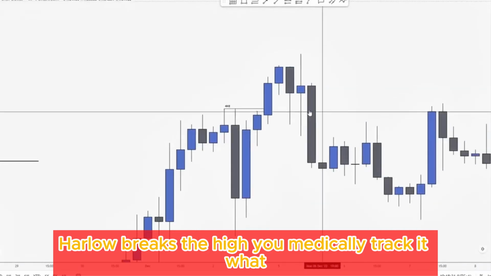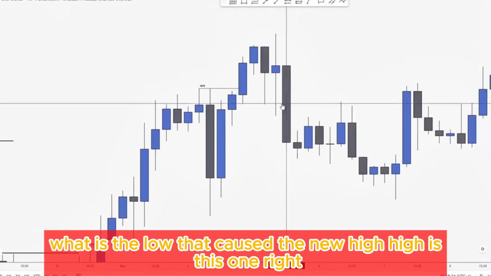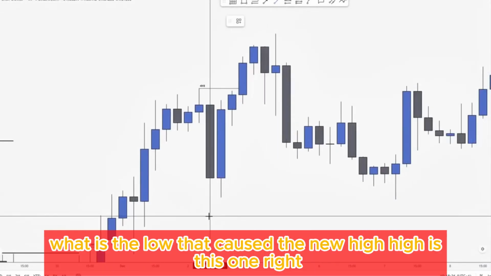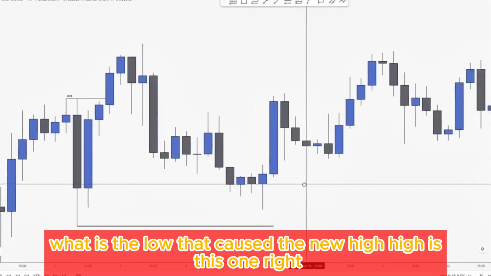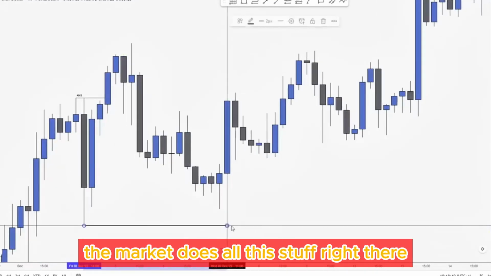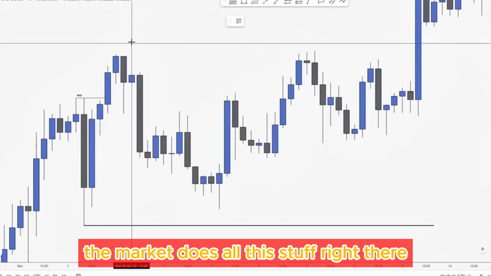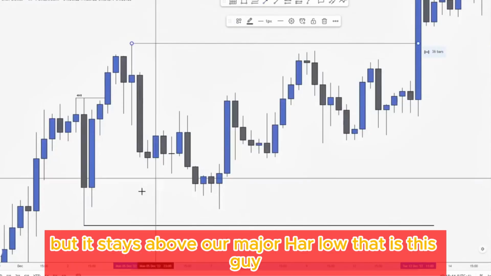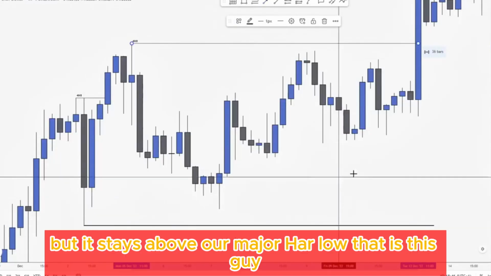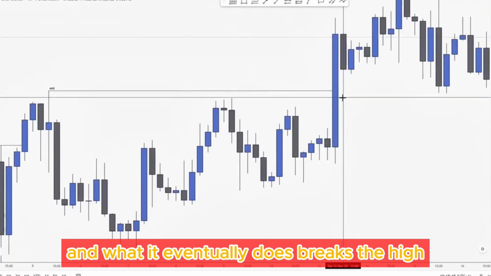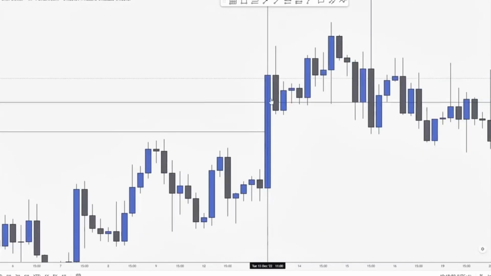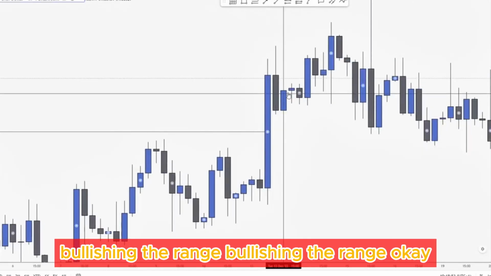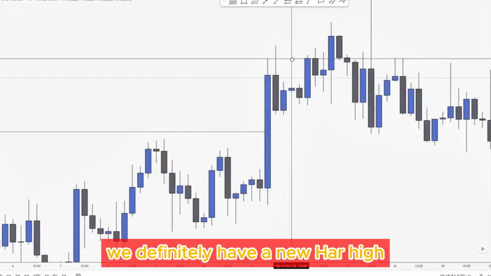You immediately track it. So we made a new higher high. What is the low that caused the new higher high? Is this one, right? So what we see happen is, again, the market does all the stuff right there, but it stays above our major higher low. That is this guy, and what it eventually does is break the high. Cool, we have a bearish candle, then bullish in the range, bullish in the range. We definitely have a new high.